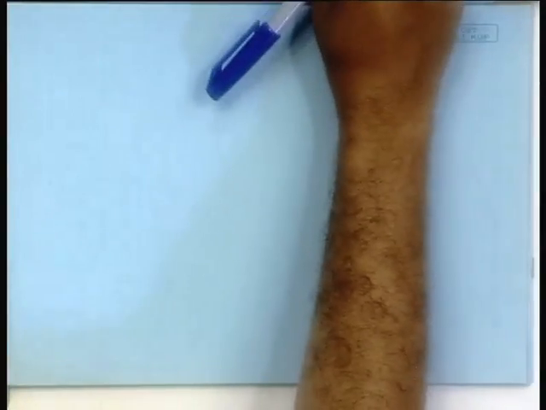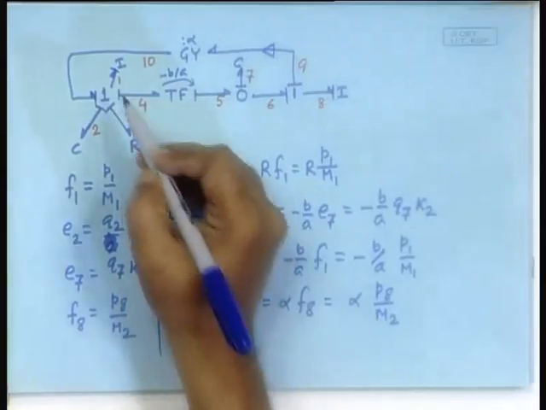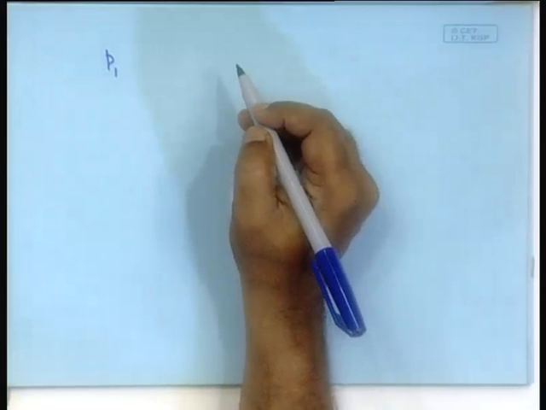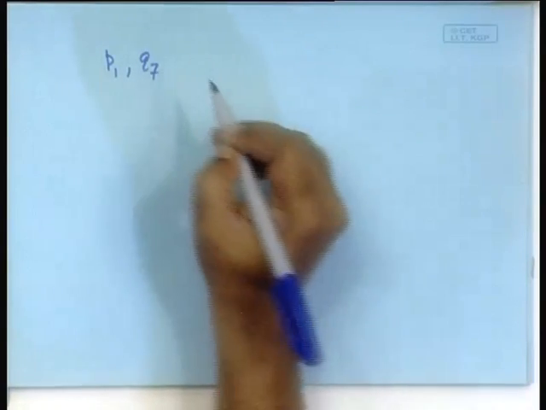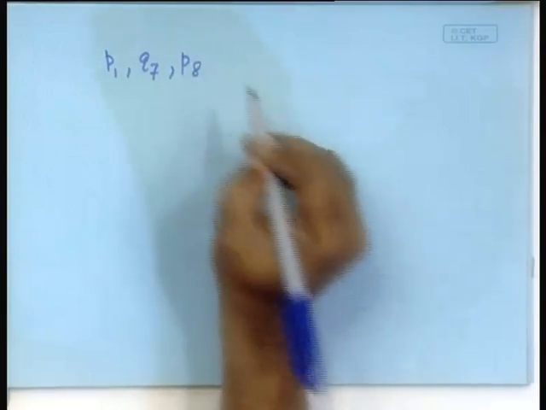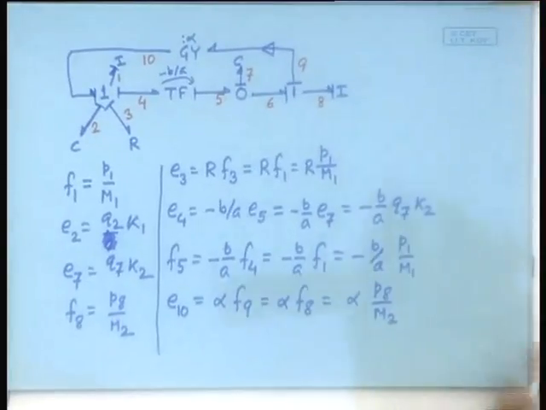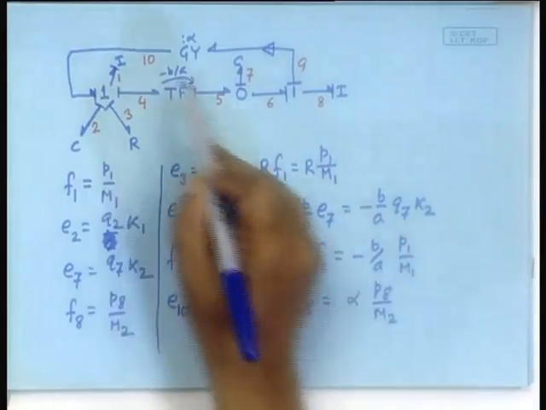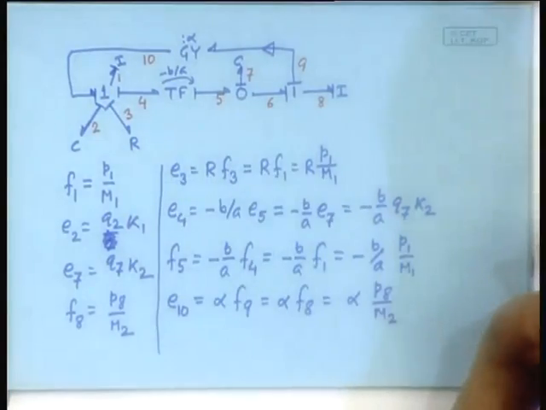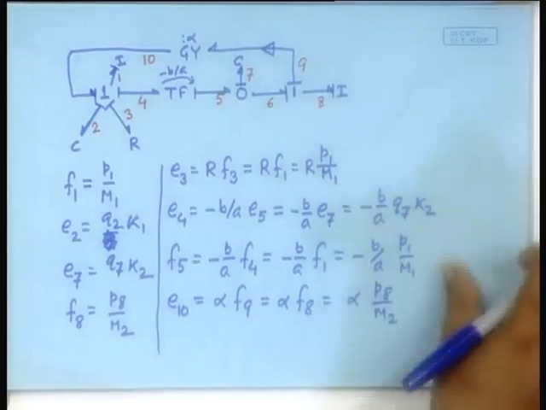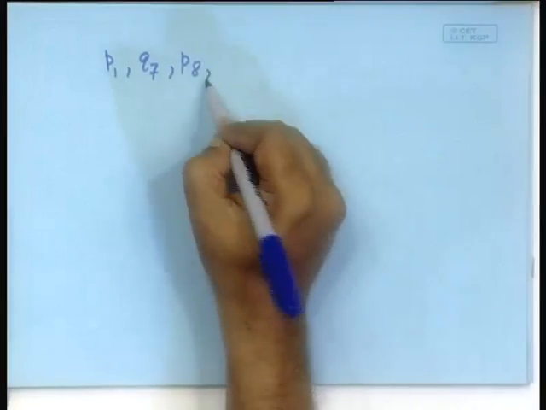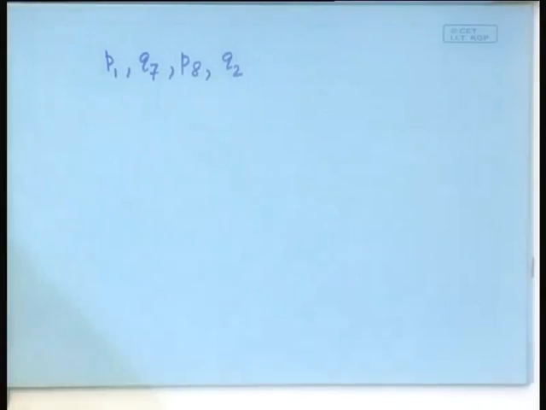Then comes the next question, what do the integrally causal storage elements receive from the system? So, that is, what are the state variables? P1, Q7 and P8, right. So, these are the storage elements, this and this. Yeah, Q2, sorry. There are 4 storage elements. So, let us ask this question to each one.